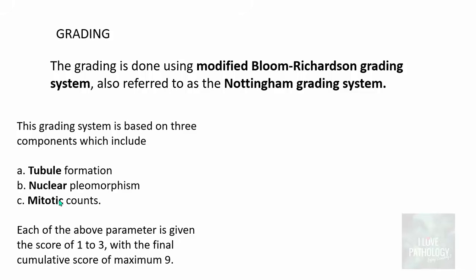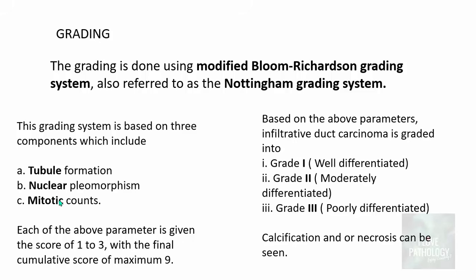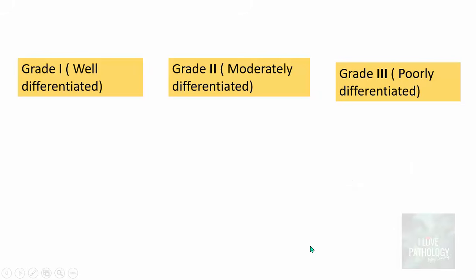Based on this, the carcinomas are graded into grade 1, grade 2 and grade 3. Grade 1 is a well differentiated carcinoma, grade 2 is moderately differentiated, and grade 3 is poorly differentiated carcinoma. You can find evidence of calcification and/or necrosis. Now, what are the features of these grades?